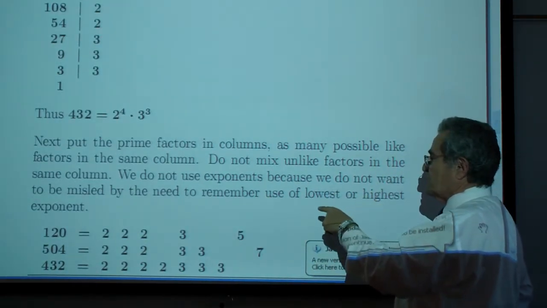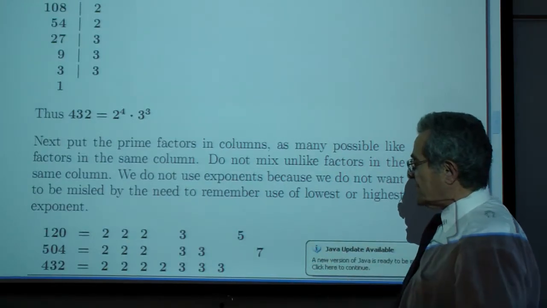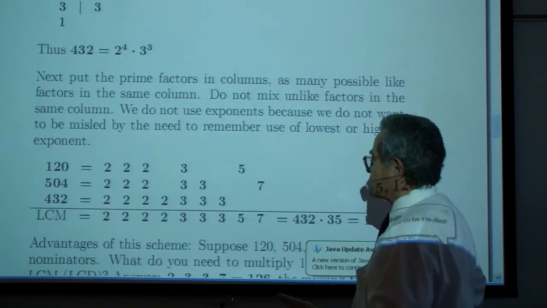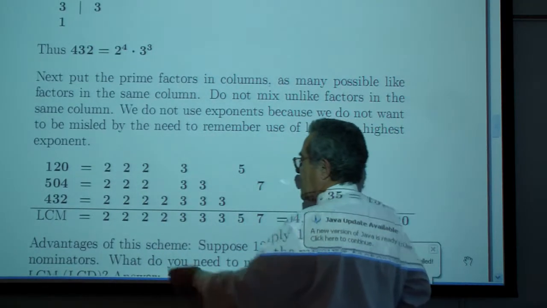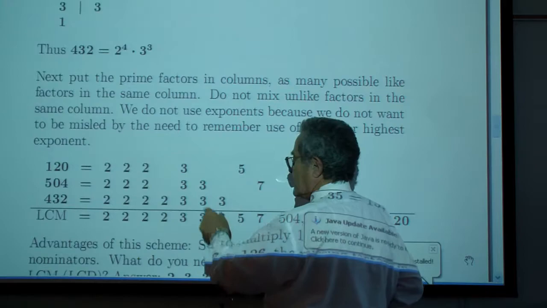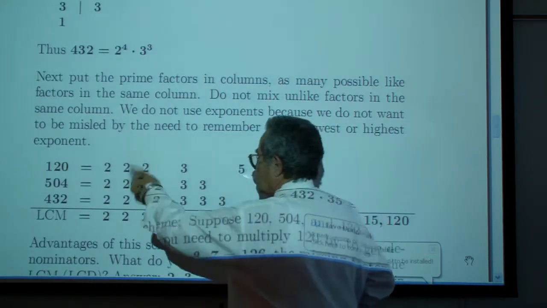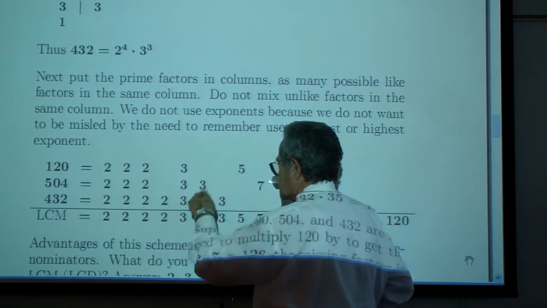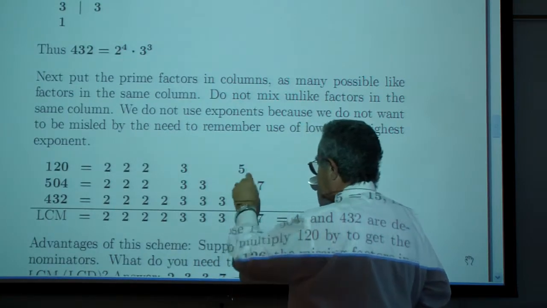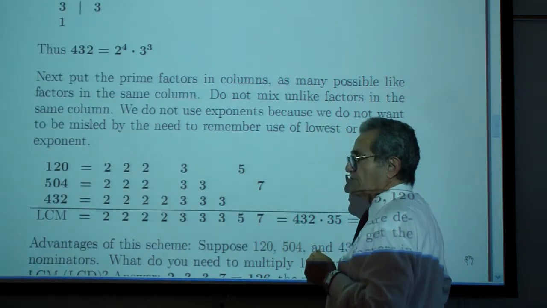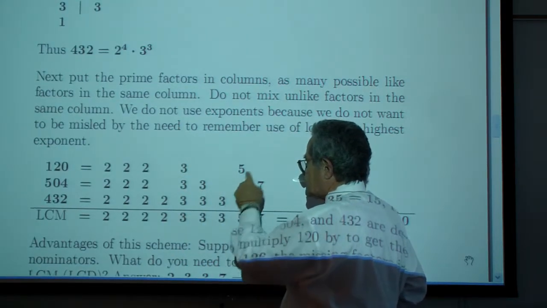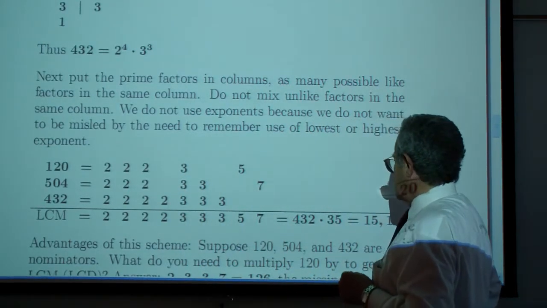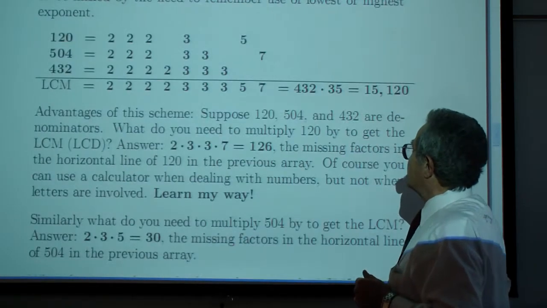We don't have to remember whether we take the exponent to the smallest power or the largest power, because I don't use exponents, I use columns. Only 2's in these 4 columns, only 3's in these 3 columns, only 5's in this column, only 7's in that column. So as many 3's in the same column as possible. Do not mix different numbers, different factors in the same column.